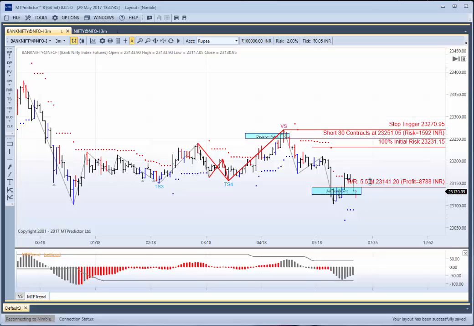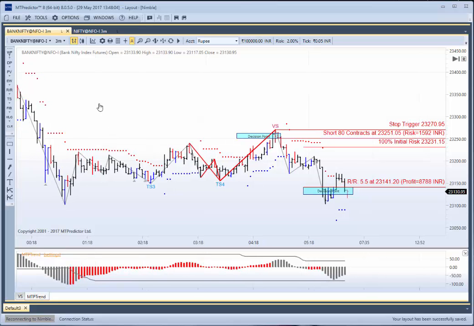Remember, these numbers are risk units, so this profit was 5.5 times greater than the initial risk, and this is good because over time it means you don't have to have a high percentage of winners to make money, because the profits are large in relation to the losses, which are kept small, which is what all professional traders aim to do. So a good day on the Indian markets for MTPredictor, and just showcasing our new lot size for our Indian futures on the Indian markets.